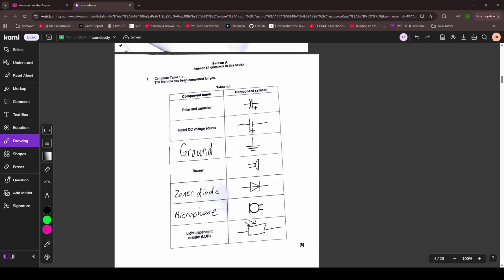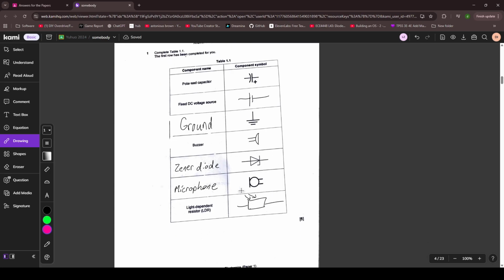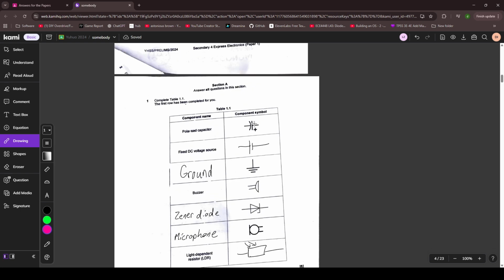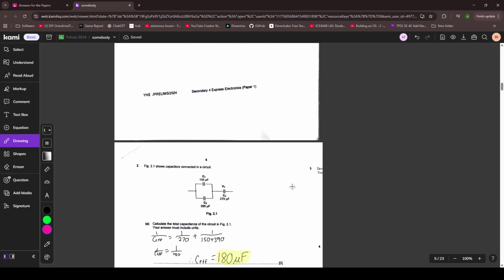Fixed DC voltage source, ground, buzzer, Zener diode, microphone, LDR. Yeah, this is alright. Okay, 6 marks.